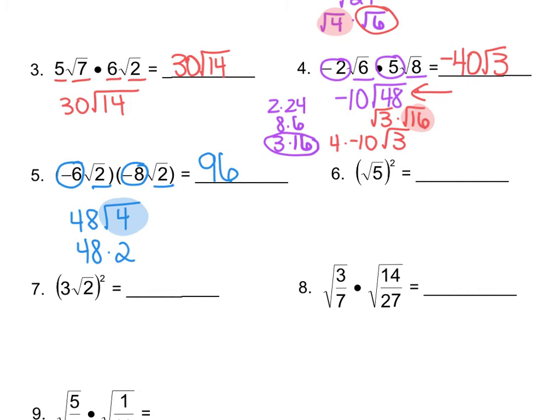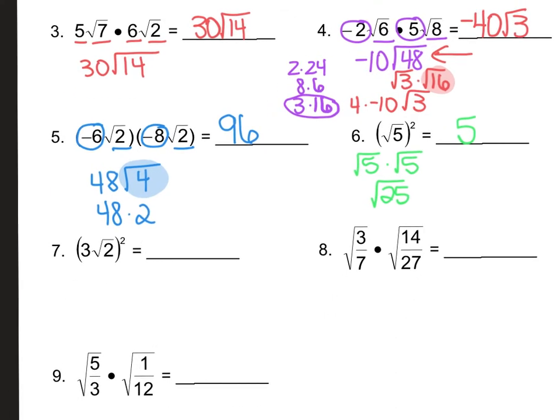So let's look at this one. If this is stamped out, what you're really doing is the square root of 5 times the square root of 5, which is the square root of 25. If you remember, the square root of 25 is 5, and that would be our final answer. That's going to be true of any number like that in parentheses squared: the square root of 6 squared is going to be 6, and the square root of 7 squared is going to be 7.